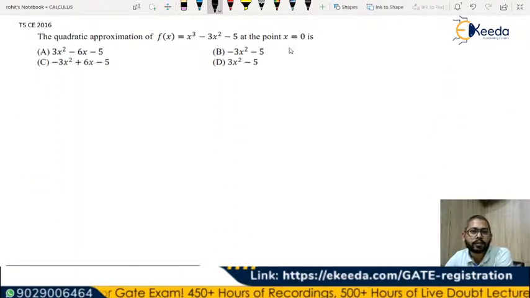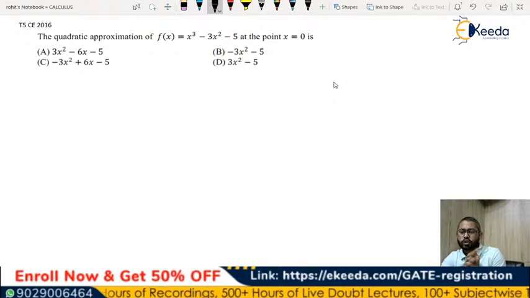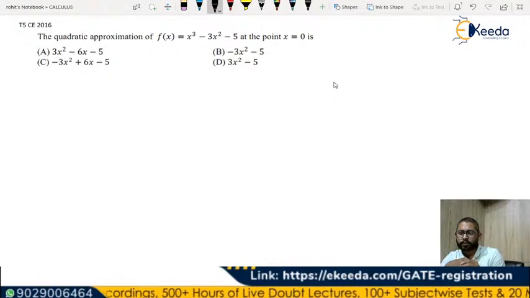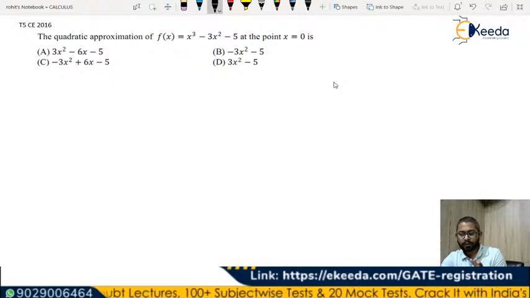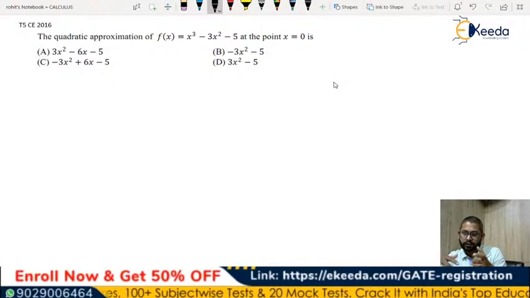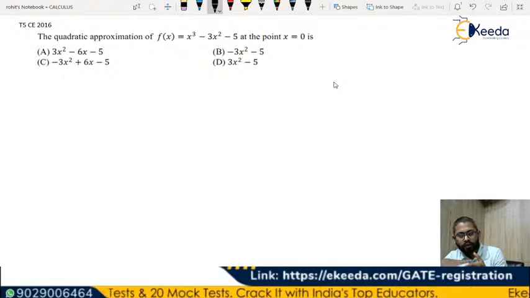Let's see this question. Quadratic approximation of this function. So if you want to find the quadratic approximation, then also what you will have to do? The Taylor expansion up to x square term. The cube terms will also be reduced. In the previous question we did it up to x to the power of 3. Now you have to do only up to the power of x square.